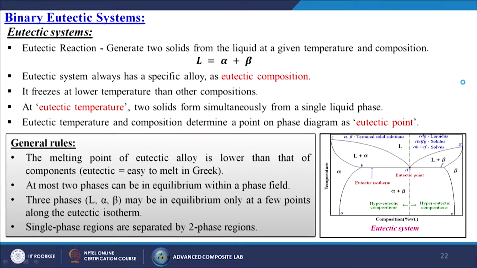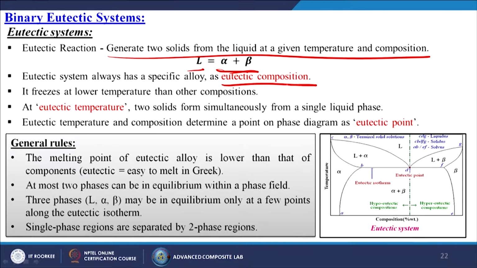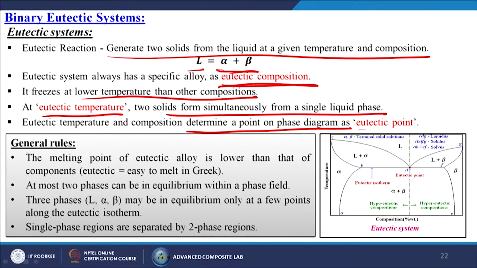Now we are going to discuss binary eutectic systems. For eutectic systems, generally the eutectic reaction generates two solids from the liquid at a given temperature and composition. So, from the liquid two solids form, that is L goes to alpha plus beta. A eutectic system always has a specific alloy as the eutectic composition. It freezes at a lower temperature than other compositions. At the eutectic temperature, two solids form simultaneously from a single liquid phase. The eutectic temperature and composition determine a point on the phase diagram known as the eutectic point. So, this is known as the eutectic point.